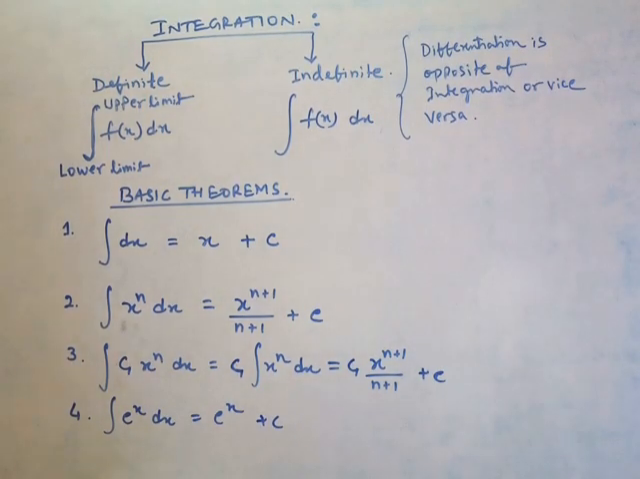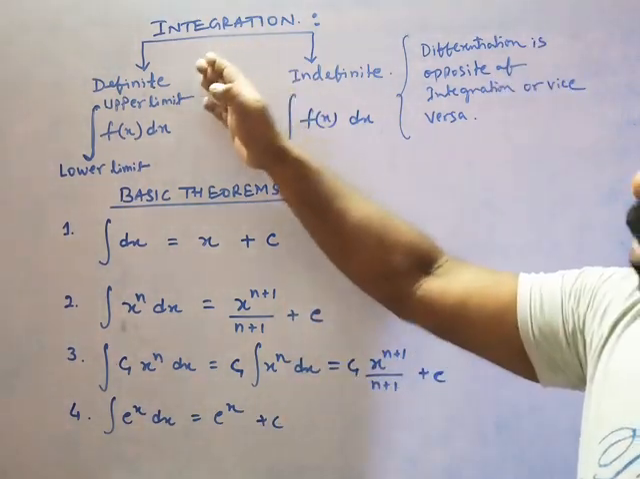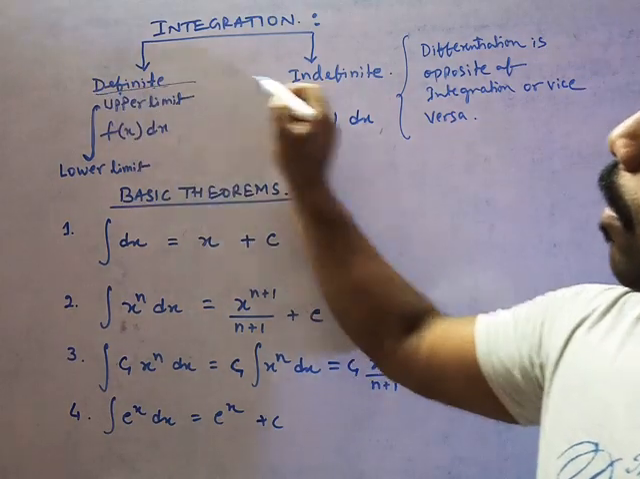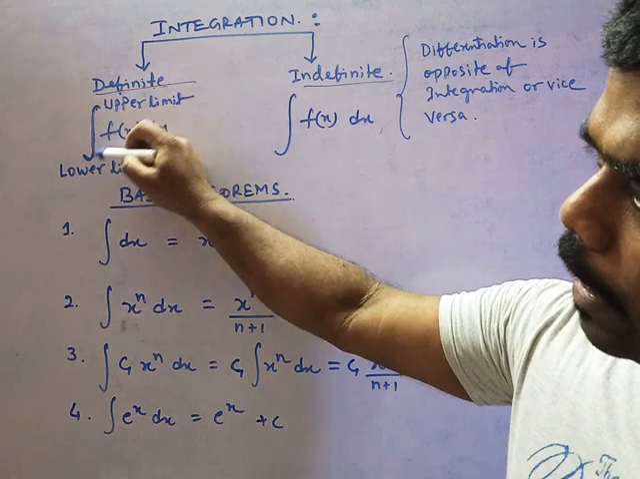Now this is a part of the integration, my dear, right? So integration is of two types. पहले clear हो जाए, right? One is called definite, another is called indefinite. What is the difference between them? Before that, this is the symbol of writing the integration.